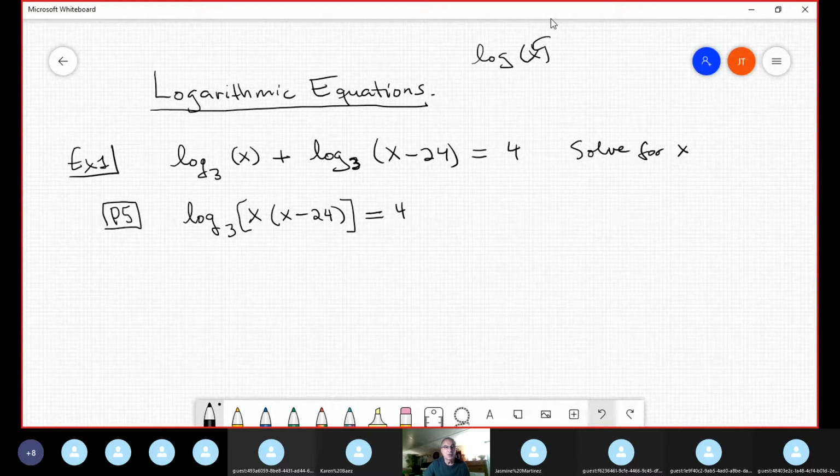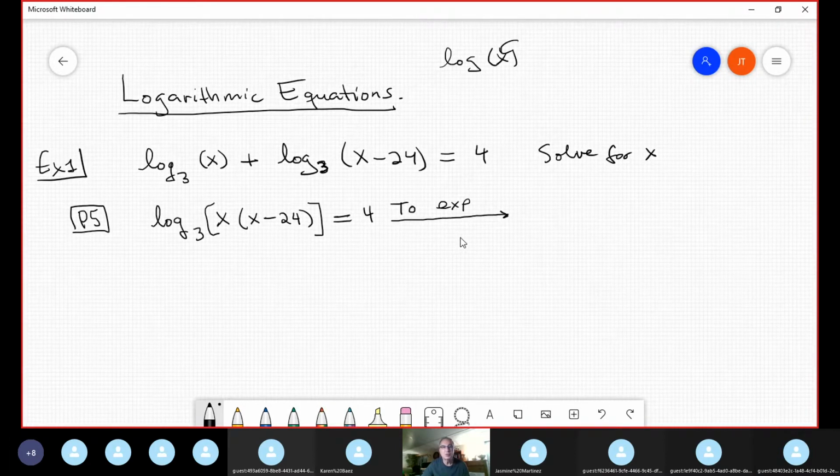Super. Okay, this is the crucial moment now, the most important moment. You put an arrow here, and you convert this logarithm statement to an exponential statement. And you write like that in the test. You put this arrow, and you put conversion to exponential.